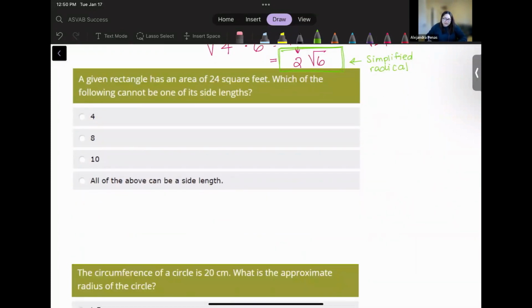A given rectangle has an area of 24 square feet. Which of the following cannot be one of its side lengths? Okay, so we have a rectangle, and they tell me that the area of this rectangle is equal to 24 square feet. How do you calculate the area of a rectangle?